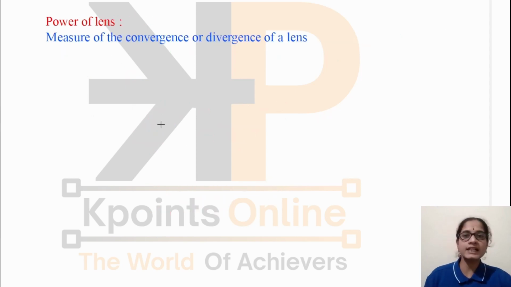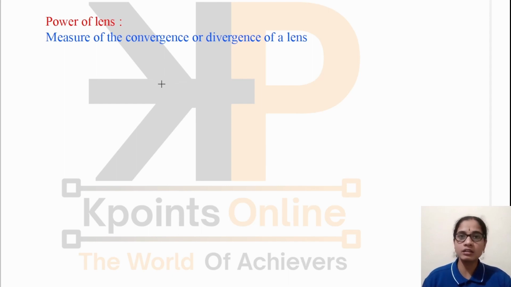Now the last part of this chapter is power of lens. What do we mean by power? It is the measure of convergence or divergence of a lens. It is the ability of a lens to converge or diverge the beam of light falling on it. Power of lens is depending on the focal length. If the focal length of the lens is shorter, then there is a more degree of divergence or convergence.